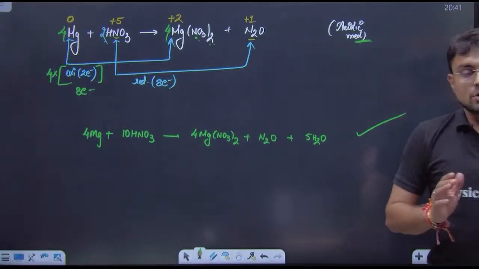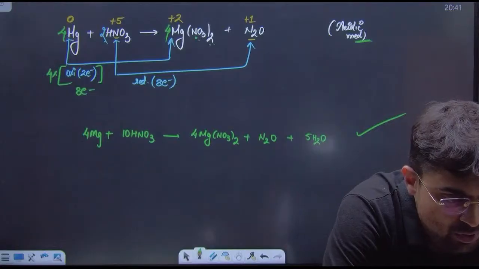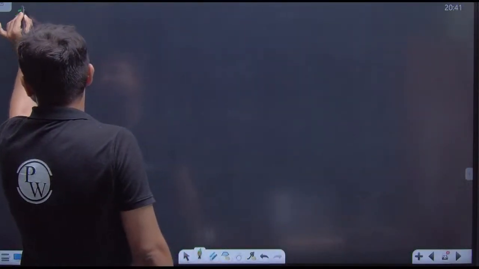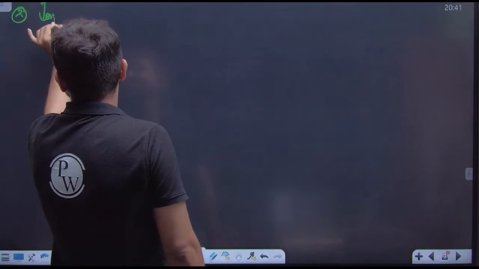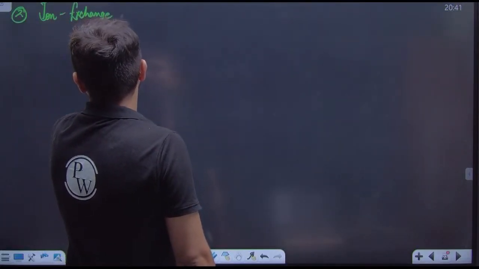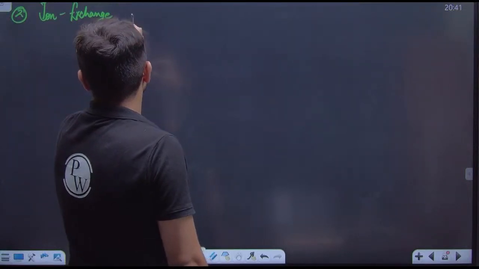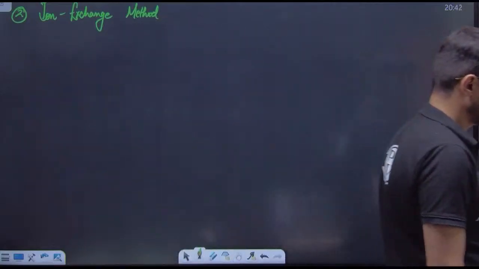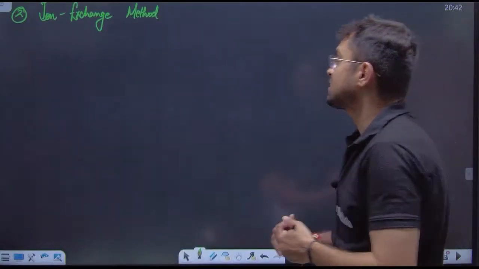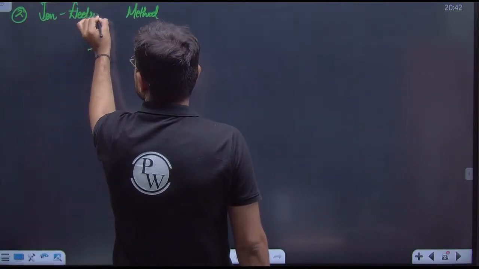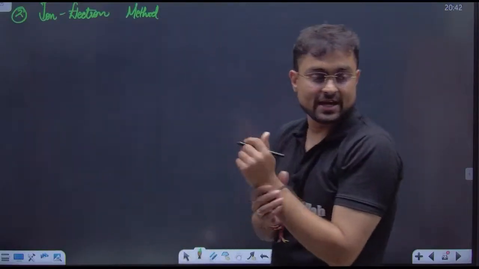Chalo. So I hope you got to know this method. Now guys, let me teach you the second method to balance the redox reactions: the ion electron method. Not ion exchange, I'm sorry, ion electrons. What am I writing? Ion exchange is for the other chapter. The ion electron method and the half reaction method.